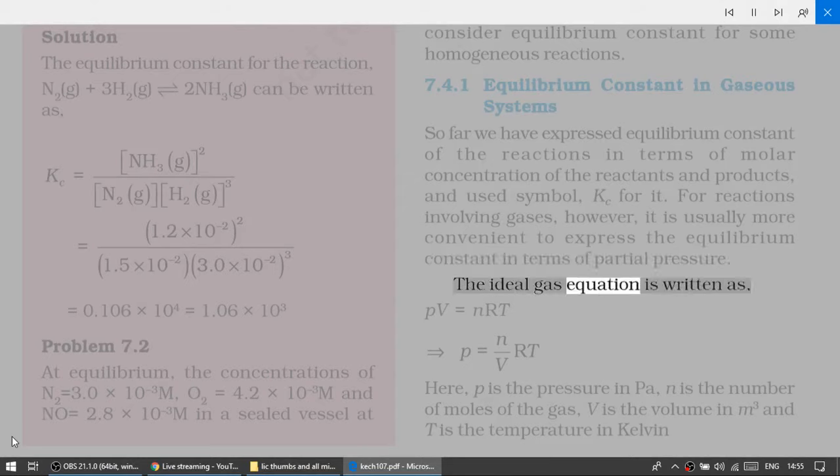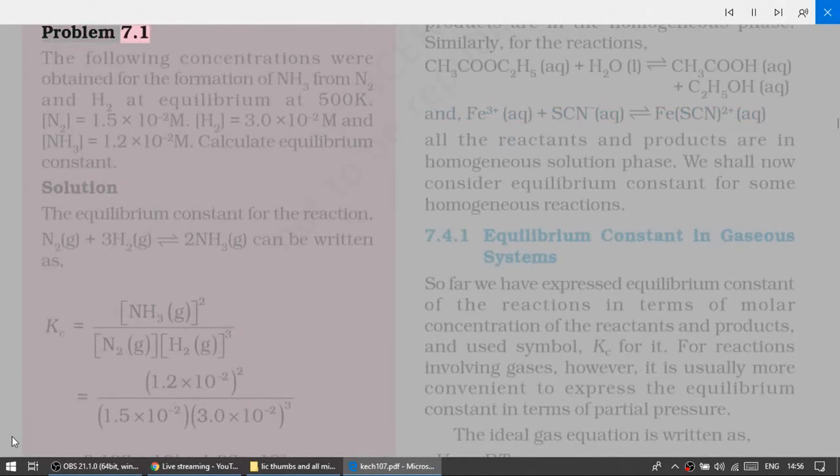The ideal gas equation is written as PV = nRT, so n/V = P/RT. Here, P is the pressure in Pa, n is the number of moles of the gas, V is the volume in m³ and T is the temperature in Kelvin.